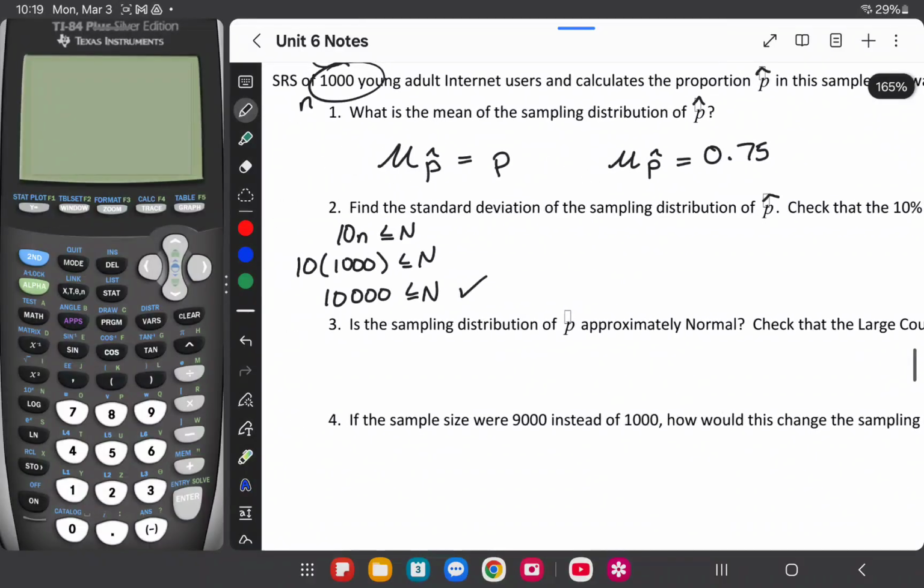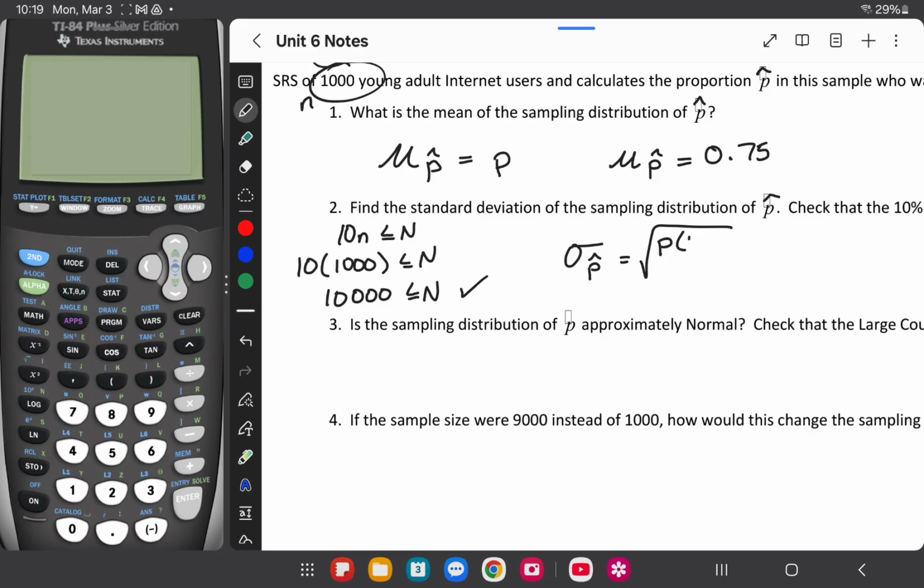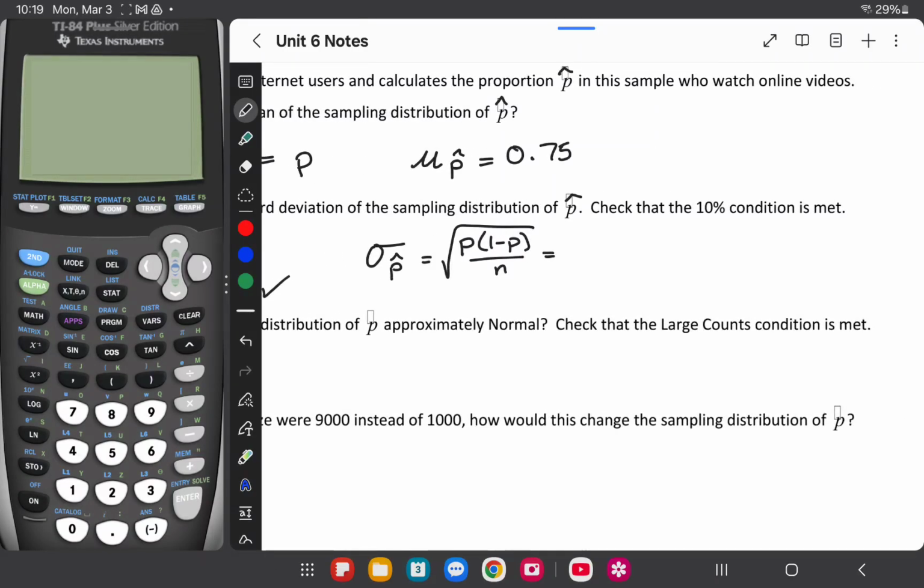So now that we've been able to establish that, let's go ahead and calculate what our standard deviation is here. So remember that to calculate our standard deviation of p hat, we're going to take the square root of p multiplied by 1 minus p over n. So for this particular problem, that would be the square root of 0.75 multiplied by 0.25 divided by n, which was 1,000. And then let's go ahead and type that into our calculator now.